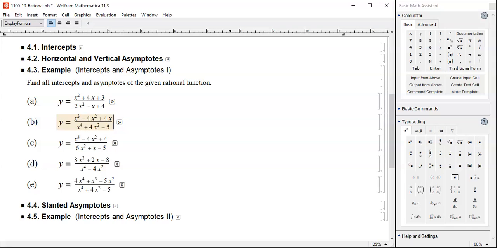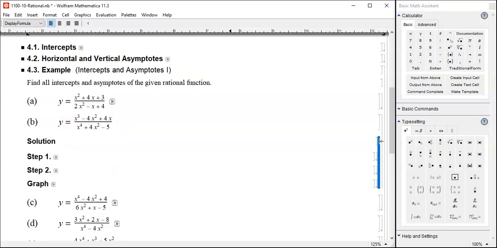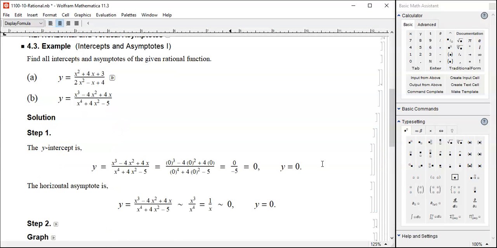Okay, step 1, the y-intercept and the horizontal asymptote together. Let's go ahead and do that. Plug in x equal to 0 and you get 0 over -5, so y equal to 0. So that's the y-intercept. That was easy. Horizontal asymptote, almost equally as easy. Take the leading terms only, x cubed over x to the 4th power, so we get 1 over x. When x is big, it goes down to 0, so we get y equal to 0.